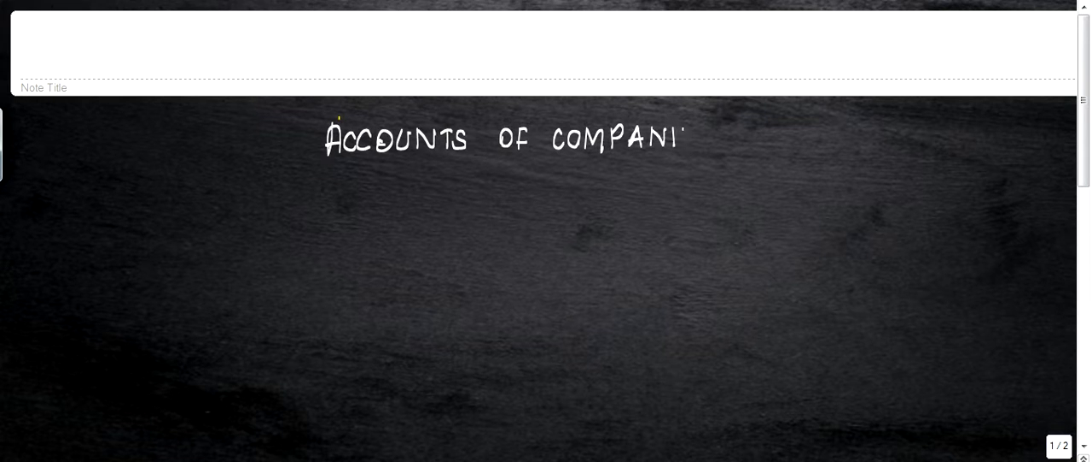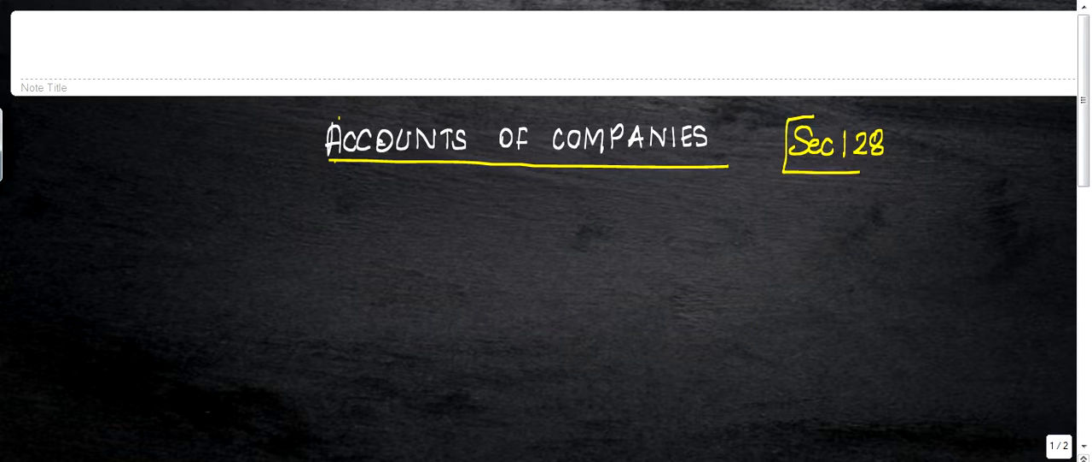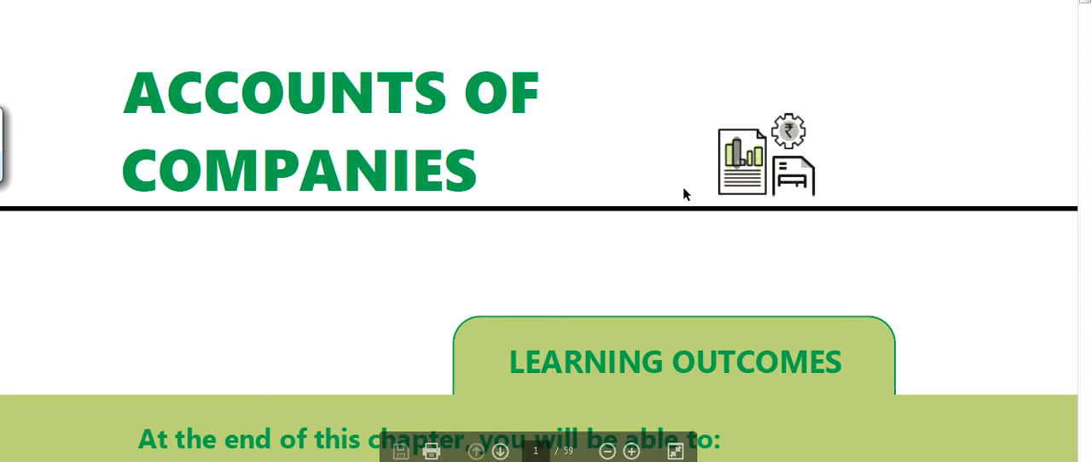Hello guys, today we are looking into accounts of companies under the Companies Act 2013. The sections start from section 128 of the Companies Act 2013. Let's go one by one.